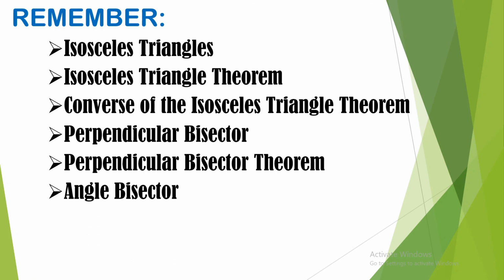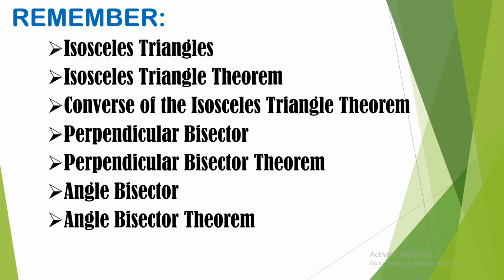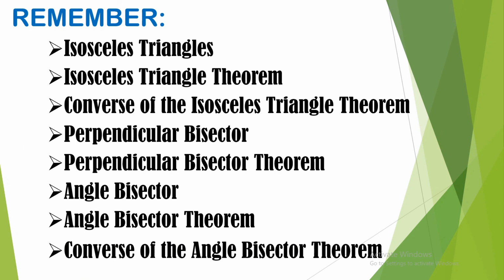And when we say angle bisector, it's a line that divides an angle into two congruent parts. So the angle bisector theorem states that if a point lies on the bisector of an angle, then the point is equidistant from the sides of the angle. And lastly, the converse of the angle bisector theorem states that if a point is equidistant from the sides of the angle, then the point lies on the bisector of the angle.